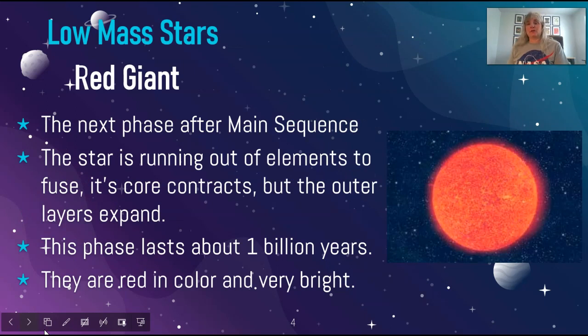After main sequence, the next phase of a low mass star's life is called a red giant. The star starts running out of elements to fuse, and so it kind of loses control of its gravity. The core contracts, but then the outer layers expand. This phase can last about 100 billion years. They're red in color and very bright.